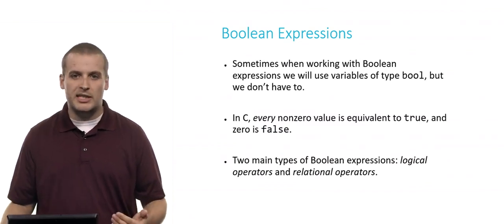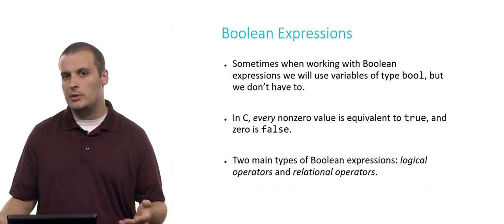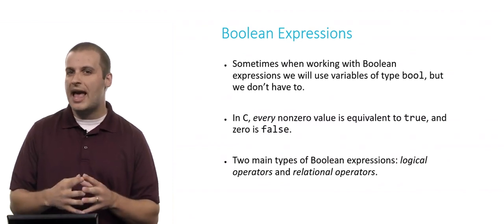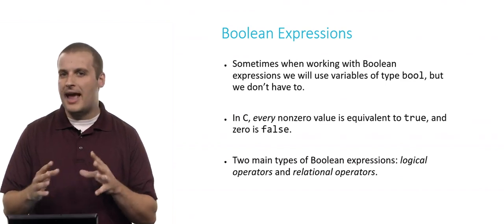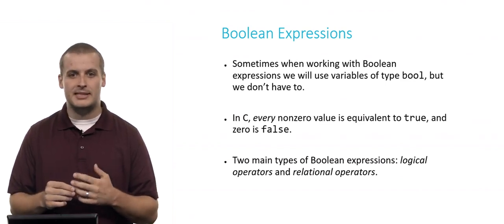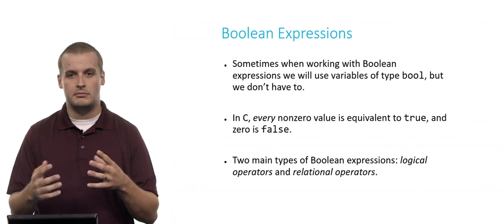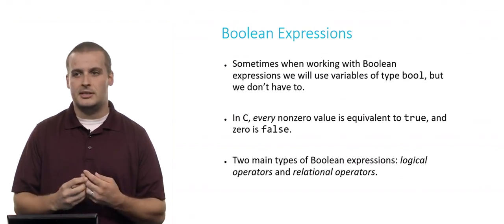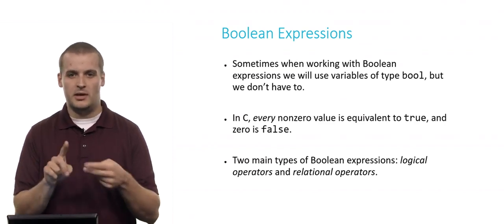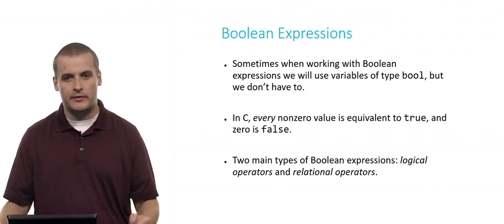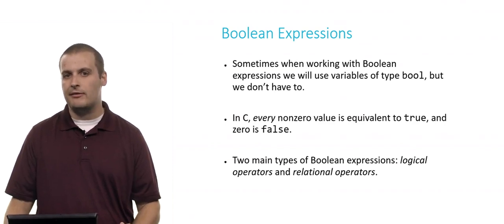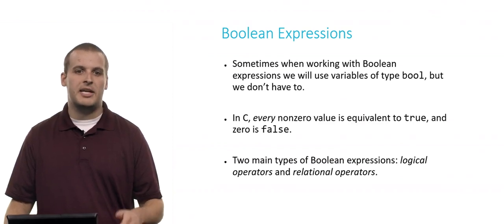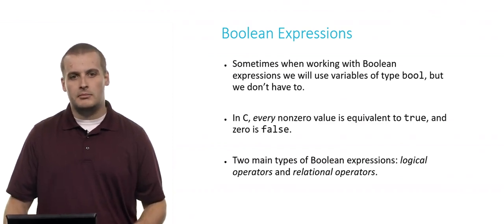Sometimes when we're working with Boolean expressions, we will use variables of type bool. You might have declared a bool type variable and you'll use it in your Boolean expression, but you don't always have to. As it turns out, in C, every non-zero value is the same as saying true. If you had declared a variable of type Boolean and assigned it the value true, that's the same as declaring an integer and assigning it the value 1, 2, 3, or really any value whatsoever other than 0. Because in C, every non-zero value is true. 0, on the other hand, is false.